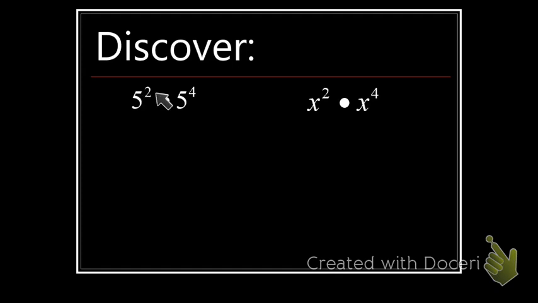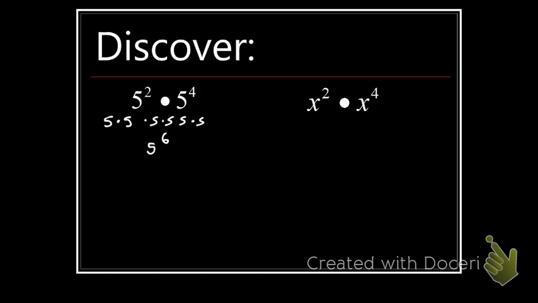This is a same base. This is multiplying. Would you agree? See the multiplication symbol here? When you have the same base, now let's just do this. What's 5 squared mean? 5 times 5. Okay, let's write that. Times, what's 5 to the 4th mean? 5 times 5 times 5 times 5. So, I don't think you have to be a math genius to go, hey, there's how many 5s up there now? 6. So 5 squared times 5 to the 4th equals 5 to the 6.